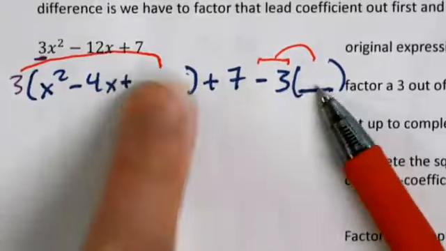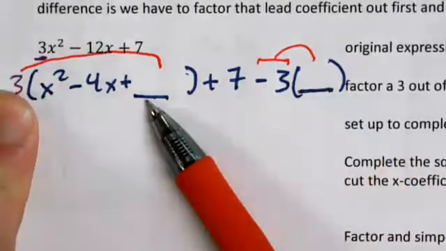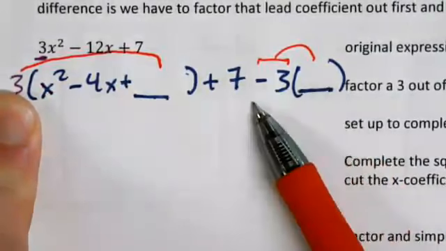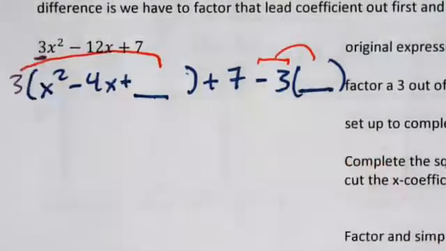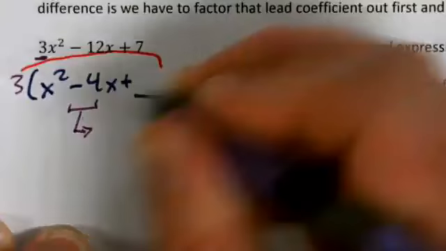So I'm going to put the same number in each spot. Now, this first spot's going to get multiplied by 3. So to make sure it cancels, I need to make sure my second one gets multiplied by negative 3. Are we good? All right, so let's figure out what goes in there. We do our whole cut in half and square it. Now that we factored everything out, we should be in good shape.